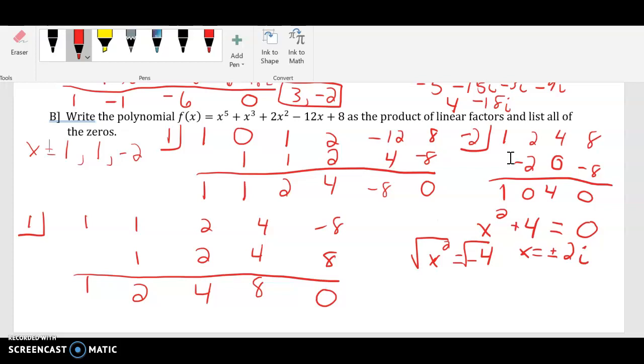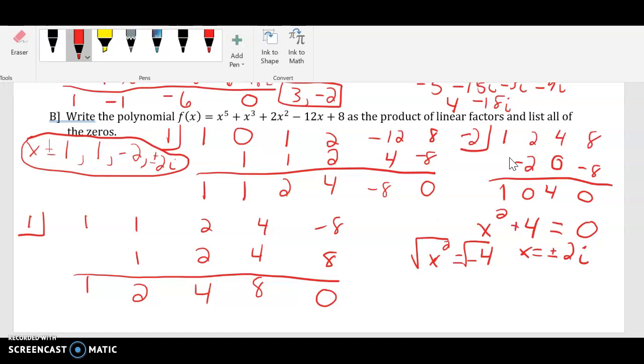So I'm supposed to list them as linear factors. And I'm supposed to list them as all the zeros. So the zeros are, I'm going to come over here and list my zeros. My zeros are 1, 1. So that's a double root. 1, 1, negative 2, and plus or minus 2i. 2i is not a double root because it's positive and negative.